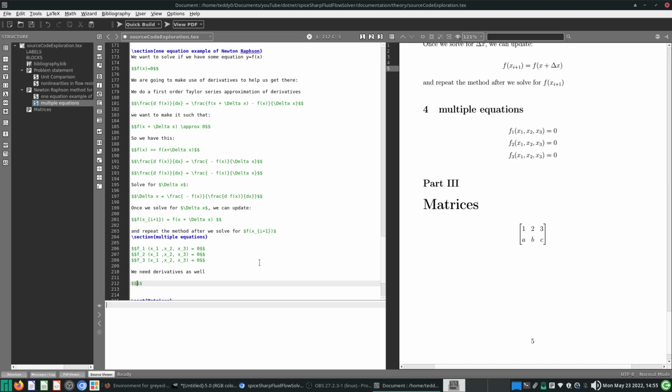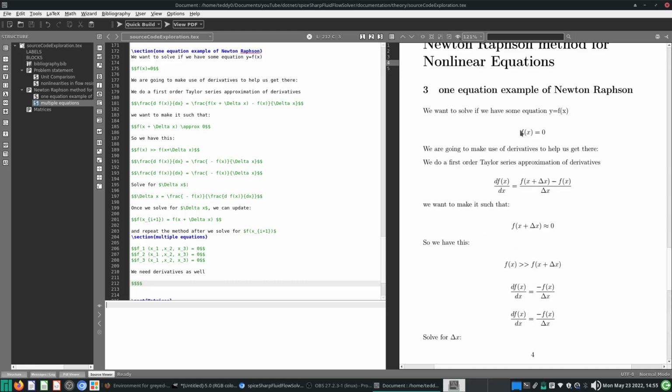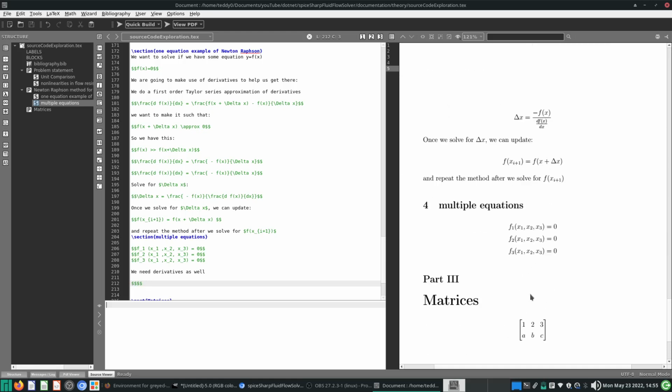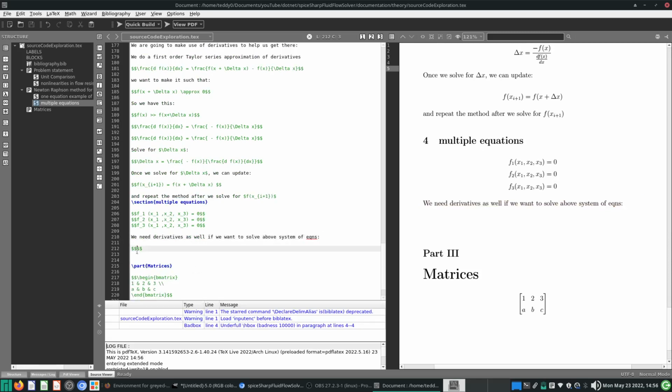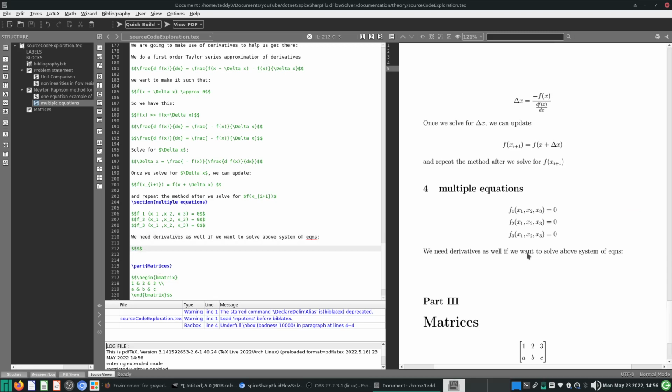Again, this is what we want to solve, very similar to f of x equals to 0. If you want to solve the above system of equations, we will need to have derivatives of this so that we can do a similar thing to what we are doing here. So we're going to do the so-called first order Taylor series approximation as well. Instead of doing it for one variable, I'm going to do it for multiple variables here.